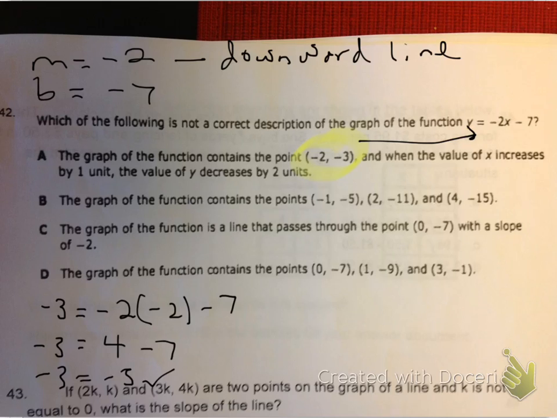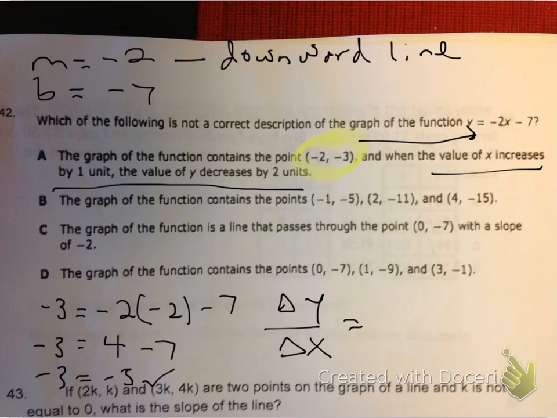It says when the x value increases by 1 unit, the value of y decreases by 2 units. Okay, now this is a tricky way of saying the slope, or the change in y over change in x. What's the change in y? It says the change in y is decreasing, so negative 2 over the change in x, which is an increase of 1, which is equal to negative 2.